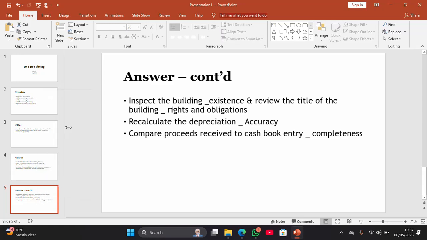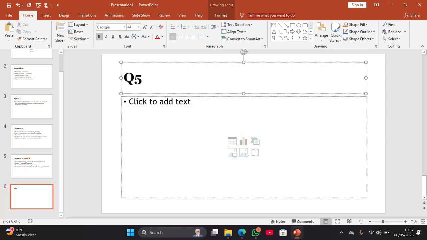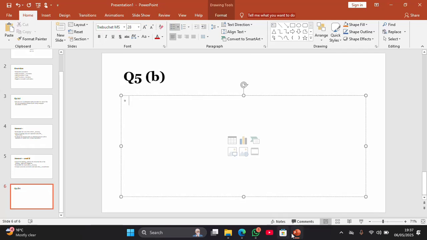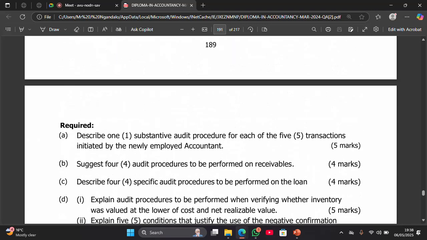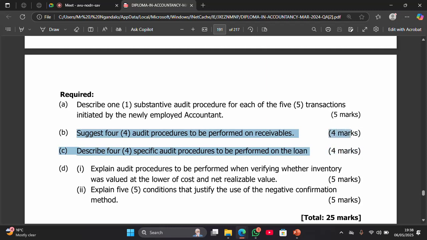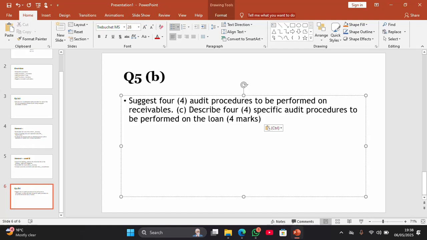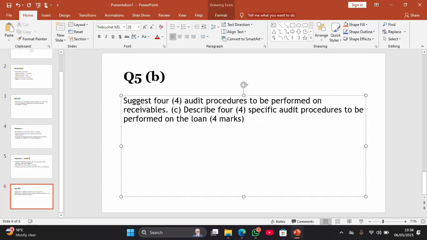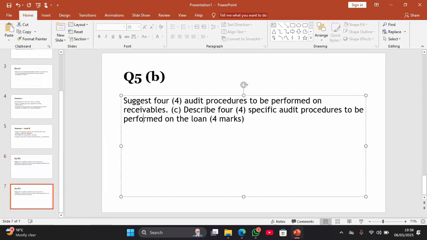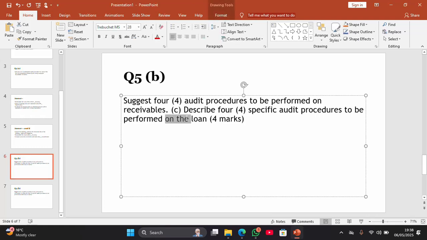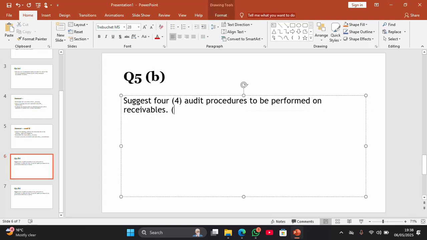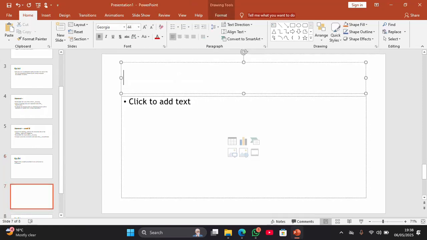We can proceed to the next question, which is question 5b. All right. Question 5b, what does it say? It says suggest 4 procedures to be performed on receivables. Can you see this? Yes. 4 procedures to be performed on receivables. So let's begin to answer.